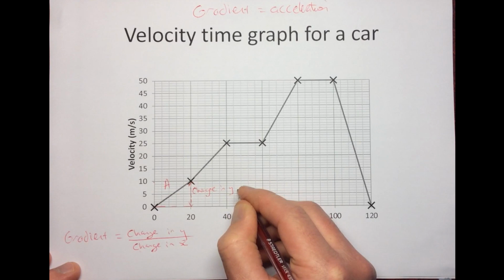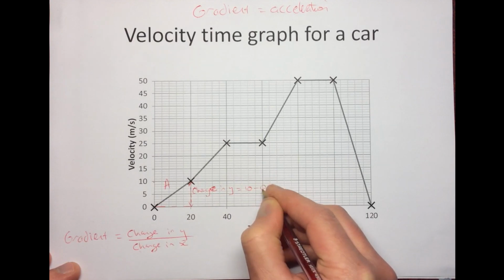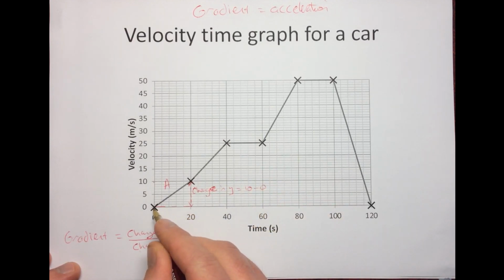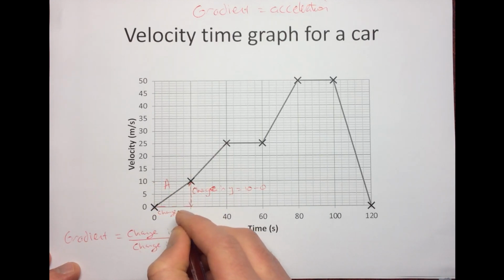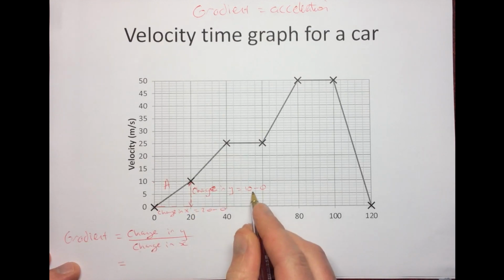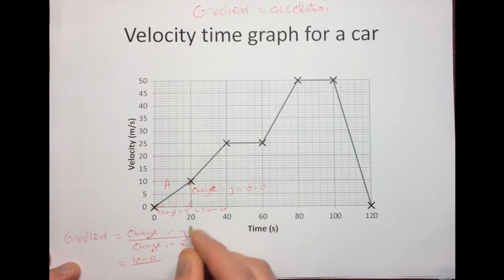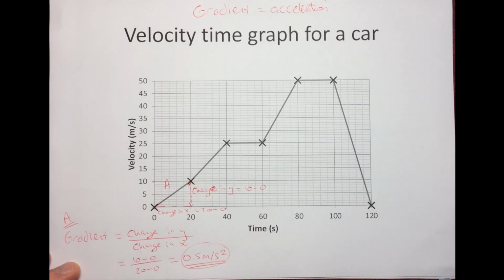So the change in y is equal to 10 take away 0. Now the change in x: at the start you're at 0 and at the end you're at 20. So the change in x is equal to 20 minus 0. When we work out the gradient, the change in y is 10 minus 0 and the change in x is 20 minus 0. That gives us 10 over 20, which is 0.5 meters per second squared. That's the gradient of section A, and it is the acceleration of the object during section A.